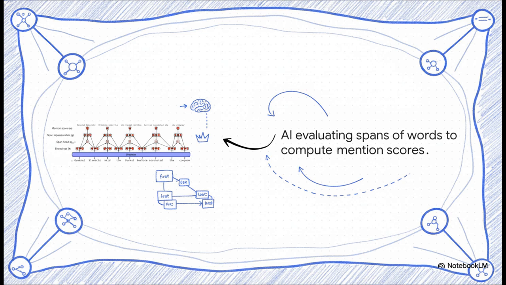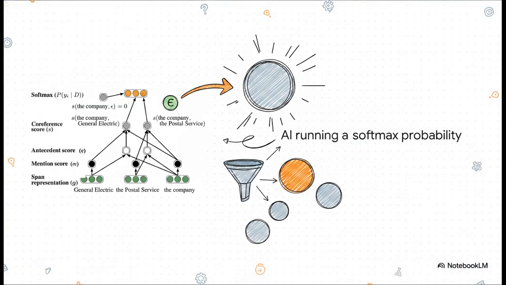It analyzes the first word, the last word, and the core head word of a span of text. By passing those representations through a feed-forward network, the AI basically calculates a strict mathematical probability score for every single potential mention in the text. Let's see how this builds up.